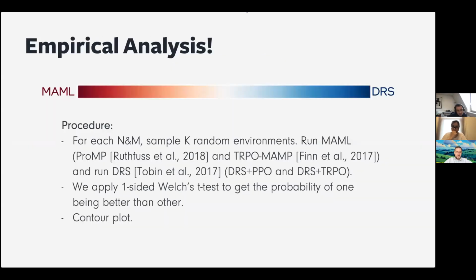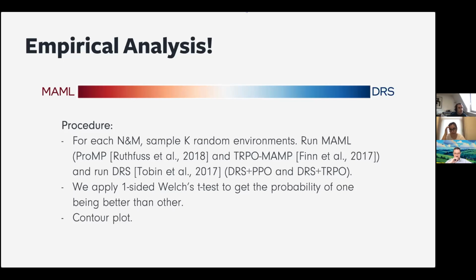The way we ask this question empirically is, we will look at the entire n by m grid, and we will look at each point. What we do is we sample k random environments for each, and then we apply both PPO-based and TRPO-based MAML, as well as no MAML at all, basically domain randomized search. We will use ten random seeds because RL is notoriously problematic with the hyperparameters.